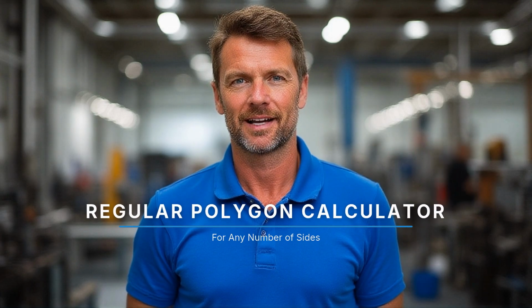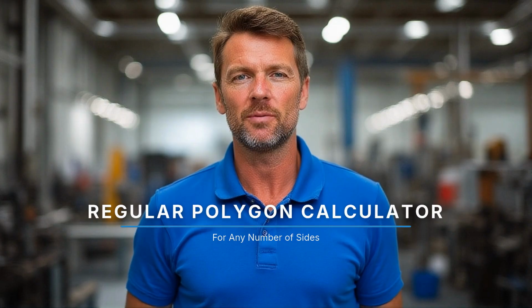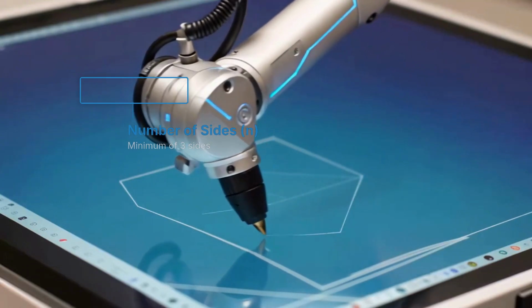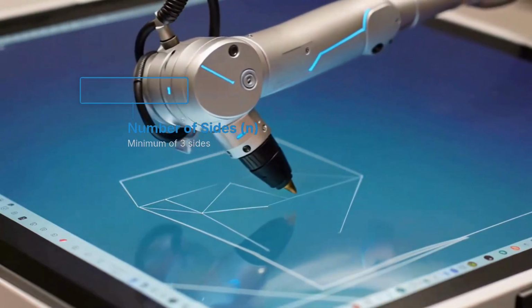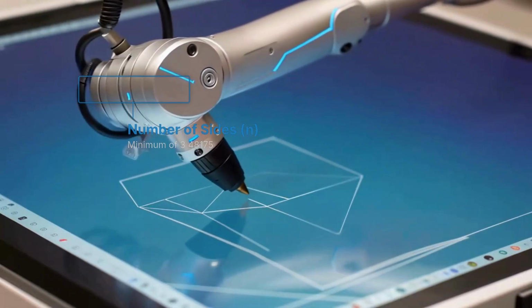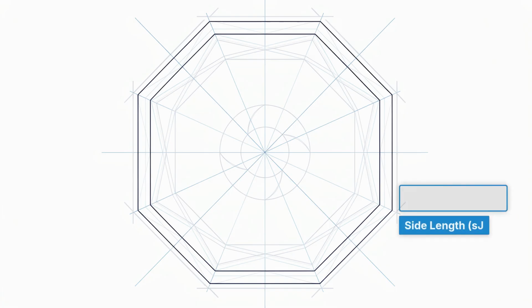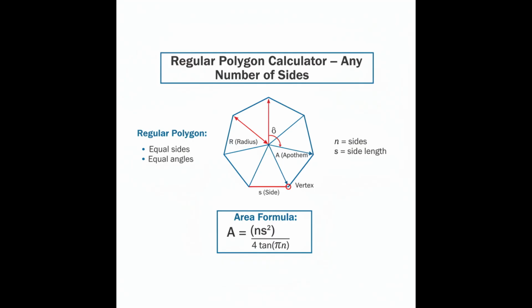This is the regular polygon calculator for any number of sides, which calculates all the key geometric properties of regular polygons. The calculator has two input fields. First is number of sides n, where you enter the number of sides for your polygon with a minimum of 3. Second is side length s, where you input the length of each side. For this demonstration, I'll use a hexagon with 6 sides and a side length of 10 units.